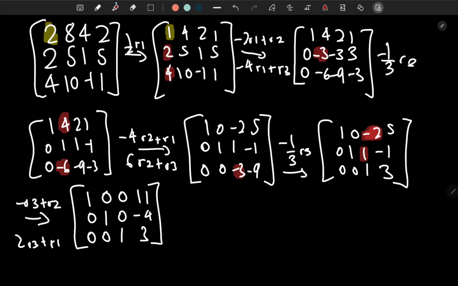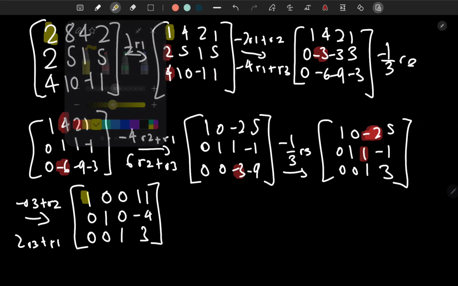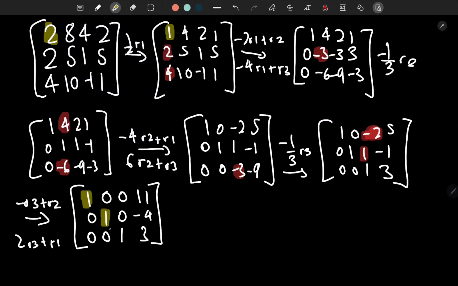and that is the final answer. And again, let's recheck. First pivot is 1, second pivot is also 1, and then third pivot is also 1, and we don't have any digits above it and below it, any non-zero digits, sorry.